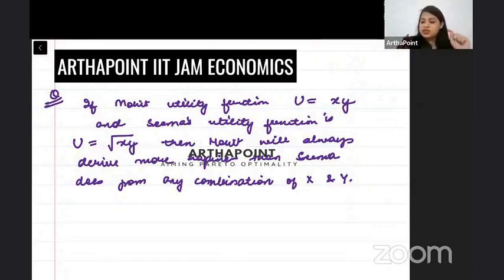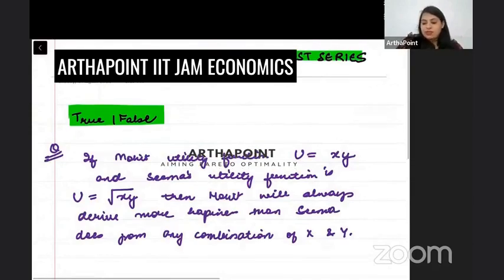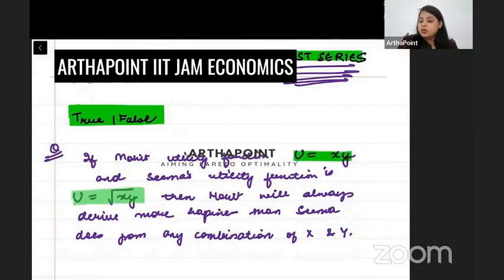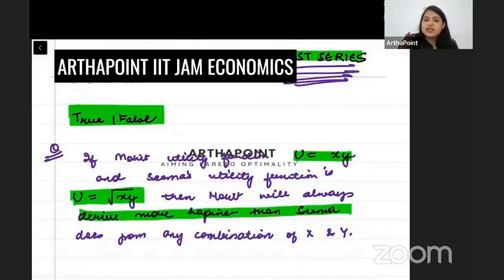This is based on one of the IIT JAM mock papers series that we have in our course. So if Mohit's utility function is u is equal to xy and Seema's utility function is root xy, then Mohit will always derive more happiness than Seema for any combination of x and y. I'm giving you 2 minutes to solve this question. Jot down your answer, think about what the answer can be, then I will solve it with you. Tell me whether this is a true statement or false. Just try to think about it, please.